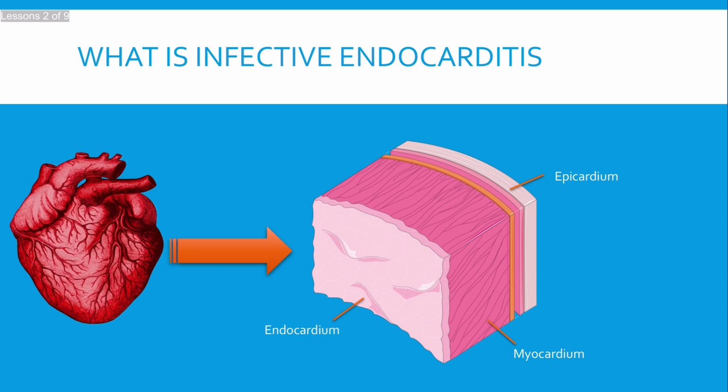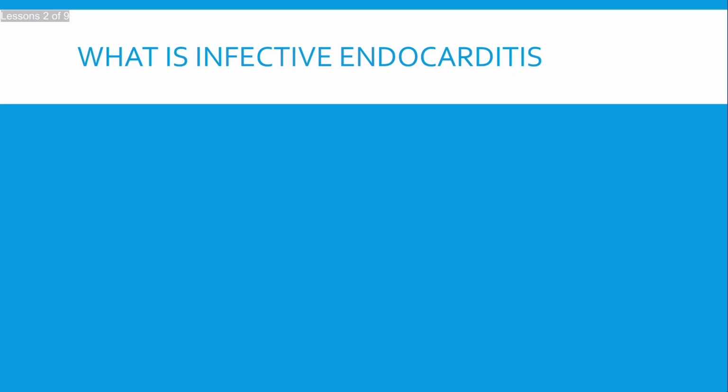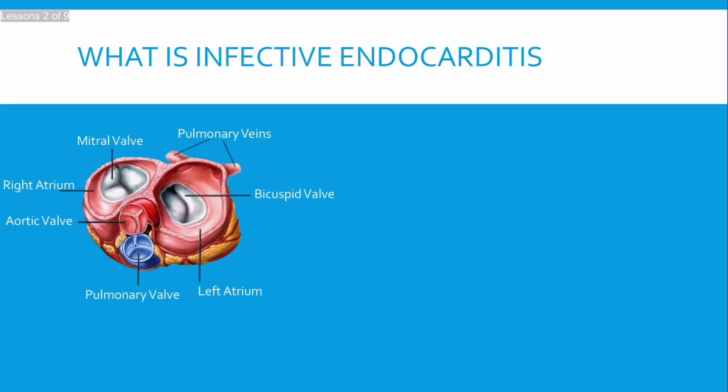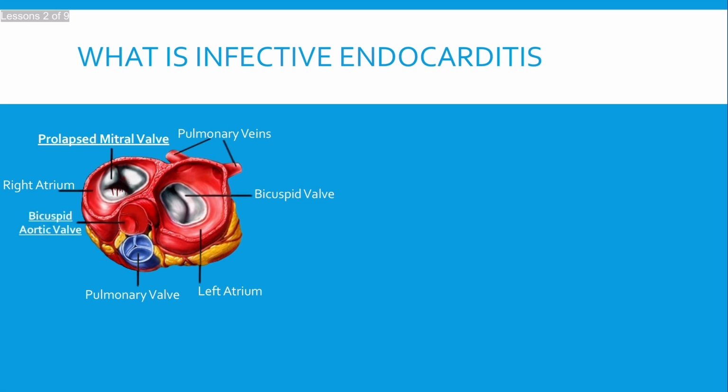A healthy heart is generally resistant to infection, as bacteria cannot easily attach to the surface of an intact, healthy endocardium. Infective endocarditis is the infection and inflammation of the endocardium lining of the heart surface, usually affecting the heart valves. For infective endocarditis to develop, there usually needs to be the presence of an abnormal heart valve, such as a prolapsed mitral valve, a bicuspid aortic valve, or the presence of a prosthetic heart valve.